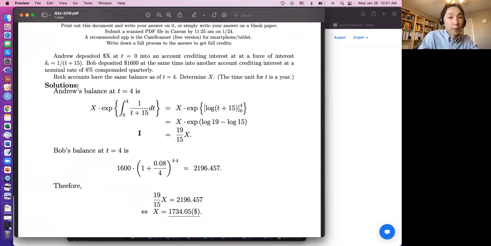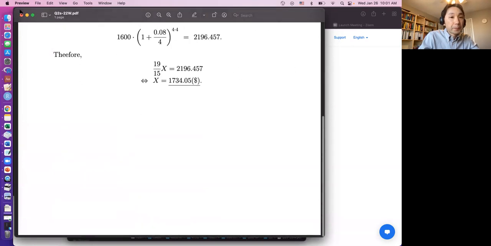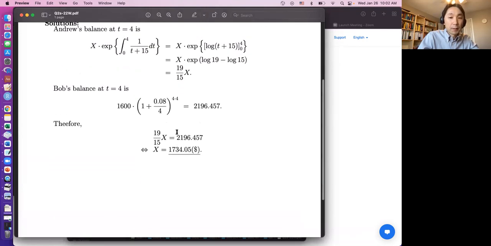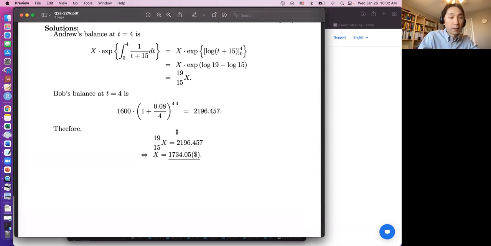So 8% compounded quarterly, a nominal rate of 8% compounded quarterly. So that is 2% for each quarter. We have 16 quarters in 4 years. So it is 1 plus 0.08 over 4, to the power 16. Usually you don't care too much about rounding errors. But if your answer is not really close to 1734, then maybe you have to be a little more careful with rounding.